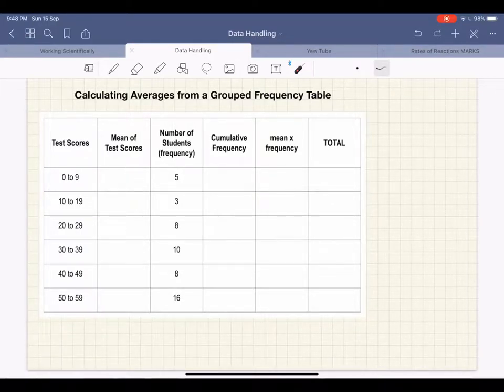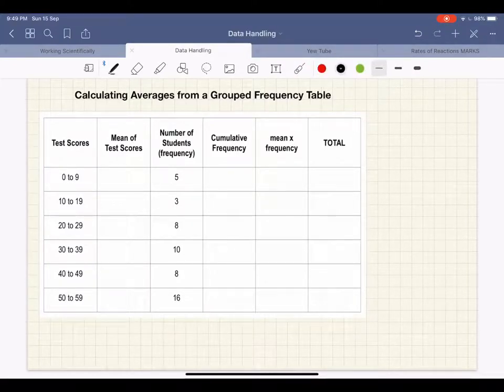So, as you can see in a grouped frequency table, the first thing we have to do is to find the mean of each class of the test scores, okay? Because we can only calculate the total using one number. Which number is that going to be? We need to get the mean, okay?